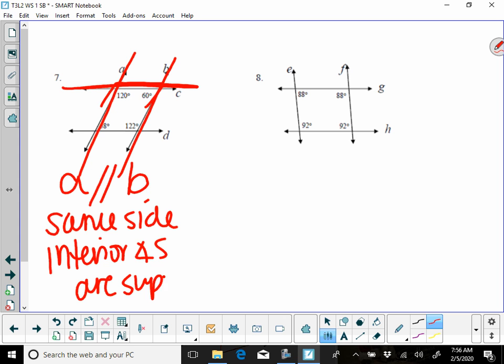and that's because same side interior are supplementary, okay? So same thing over here. You know 88 plus 88 wouldn't be 180, and 92 plus 92 is not 180, but perhaps look at your 88 and 92 there, and if this is your transversal, then these are your lines, okay?